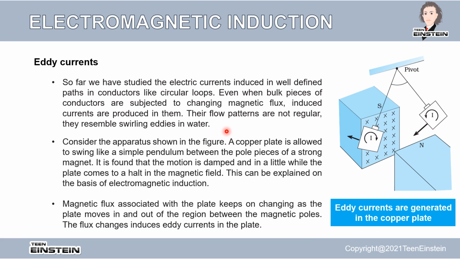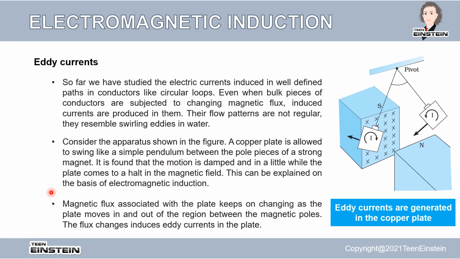thick bulk conductor. So when we have bulk pieces of conductors and they are subjected to the changing magnetic flux, again induced currents are produced in them. But their flow patterns are not regular. They resemble swirling eddies in water. So they are called eddy currents. So eddy currents are basically currents generated in bulk pieces of conductors when they are subjected to changing magnetic flux. Okay. So the only difference between the previous case and this case is this current is not very regular. There is no particular direction. They are like random, and that's why we call them eddy currents.